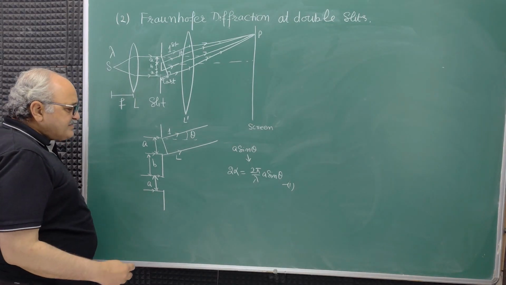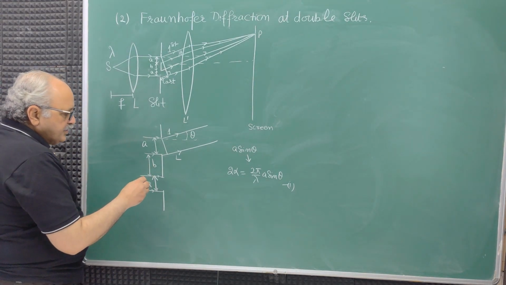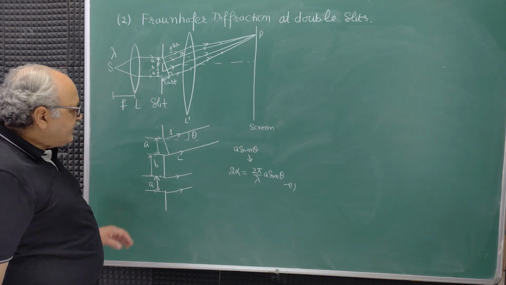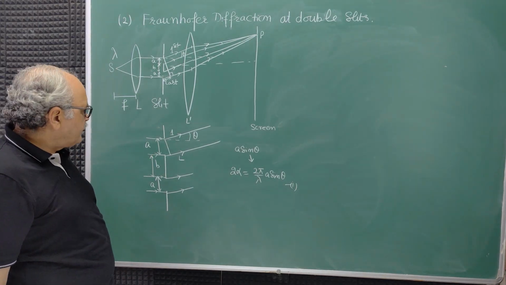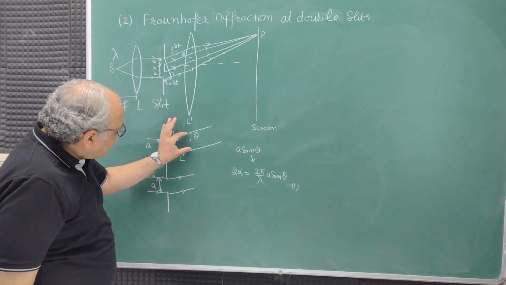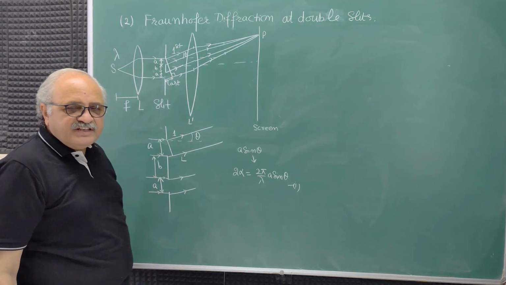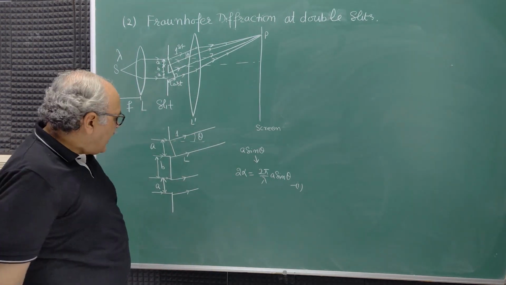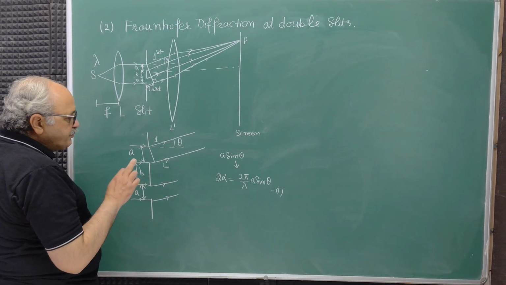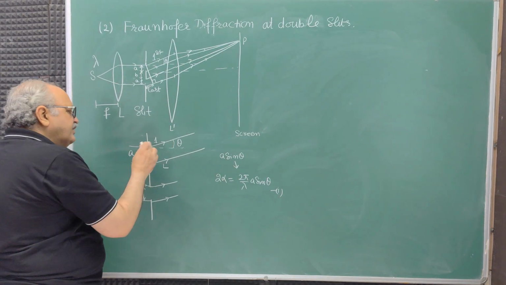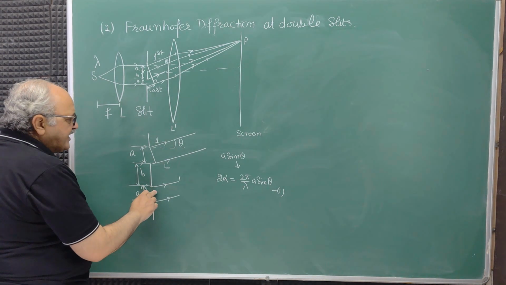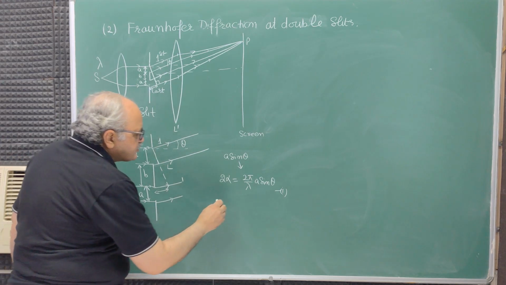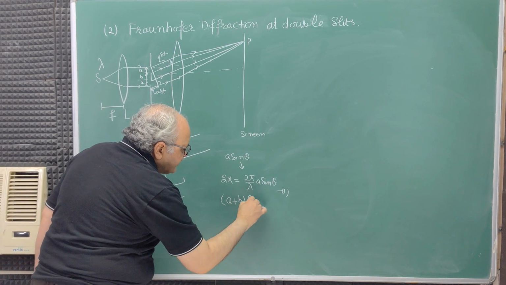But there is a very interesting thing: the contribution of the second slit is almost identical to that of the first one. But the diffraction pattern of this and the diffraction pattern of this get superimposed when they meet on the screen, leading to a path difference between, for example, the first one of the first slit and the first one of the second slit. The difference comes out to be (a plus b) sine theta.